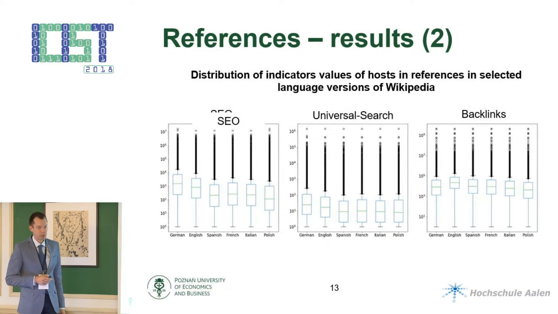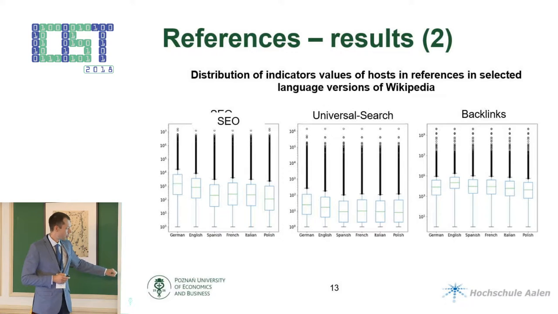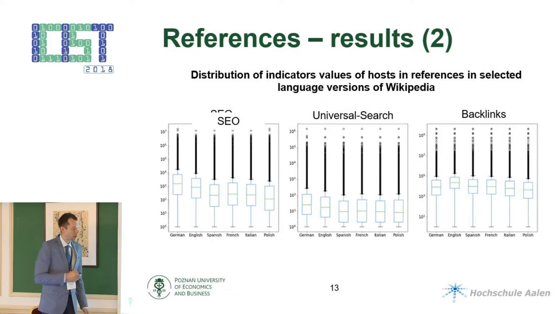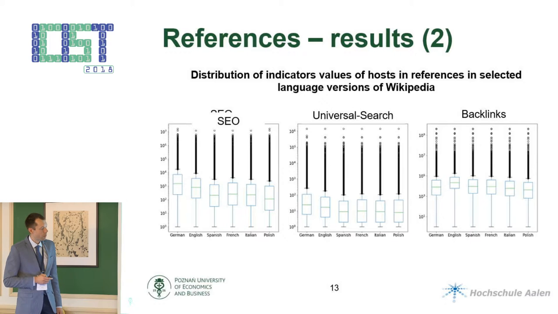Other indicators which we took into account and which were described earlier by Ralf are SEO, universal search, and backlinks. These graphs present distribution of these metrics in specific language versions. So we see that in German, the values of SEO metric and universal search are higher than other languages have. But in the situation with backlinks, the English version has the highest values.